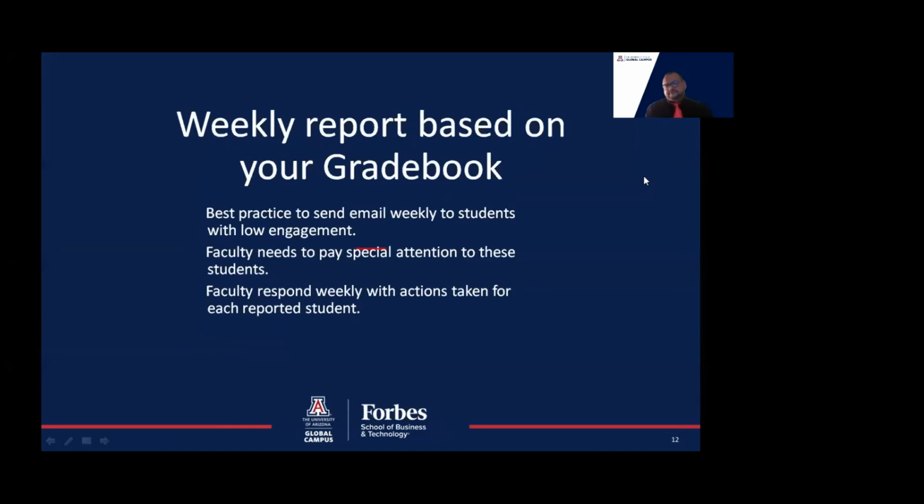Weekly reports based on your gradebook. Another best practice here, guys. So it's best practice to send email weekly to students with low engagement. If you see a student who's not logging into the course room, right, or is not completing assignments, or is even completing assignments late on a regular basis, you need to send them an email. You need to pay a little more attention to those students, okay? And you also want to respond with actions taken for each reported student, right?